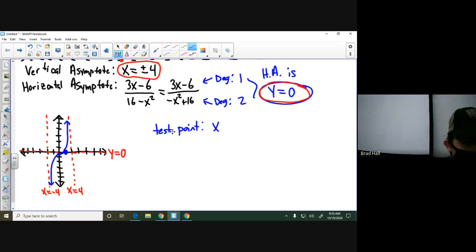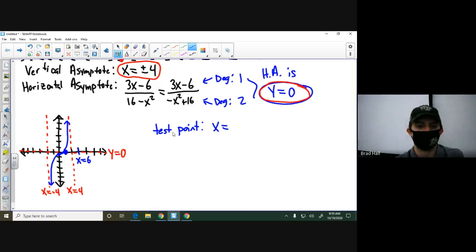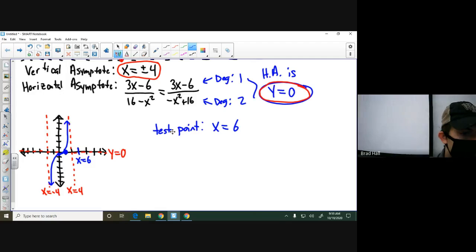Now, when I say a test point, it is some x value that you plug in. Say we plug in x is equal to 6, and whatever the output is will tell us which side of the horizontal asymptote the graph's going to go on. So if we do pick 6, we're plugging this into the very function that we had in the beginning.